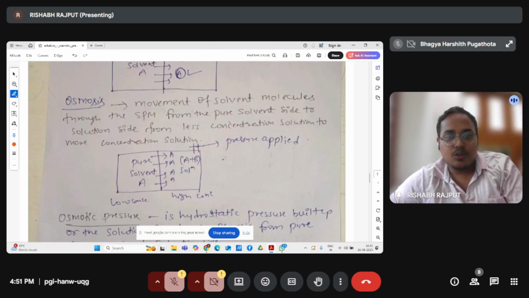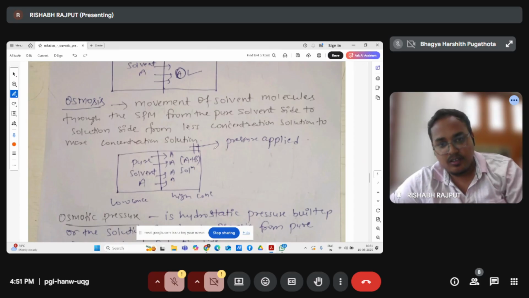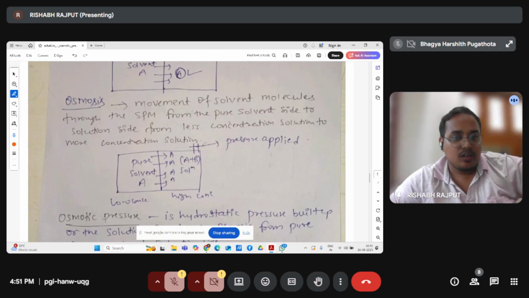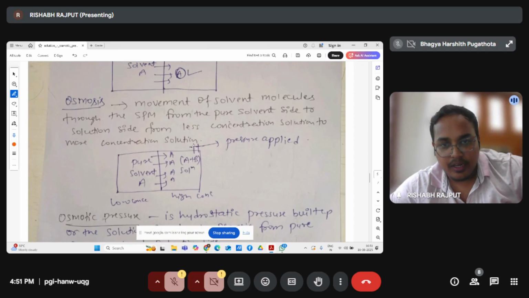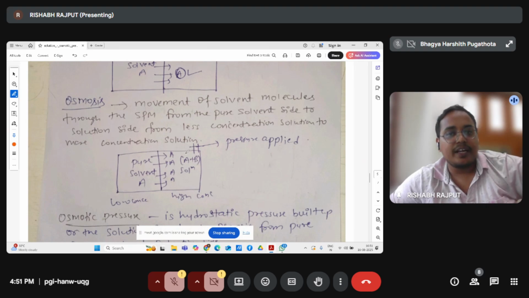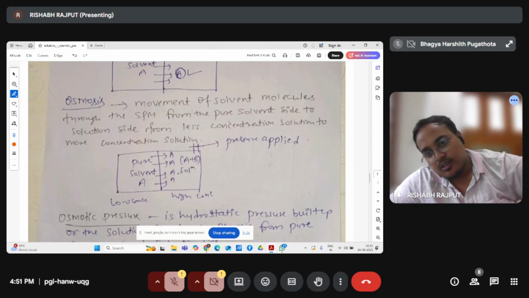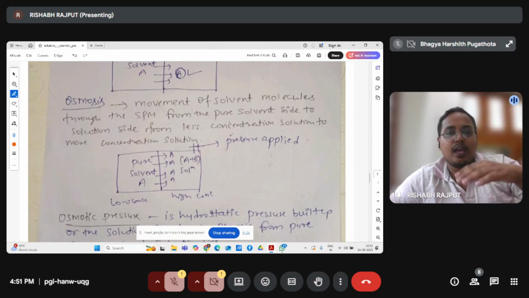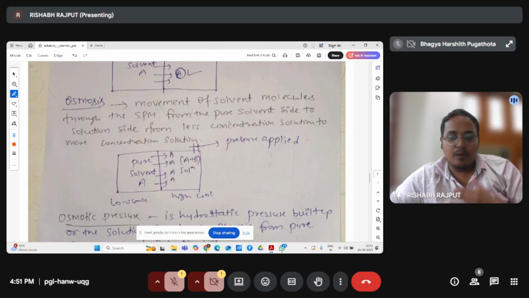If I apply pressure on the right side, the solution side, in a perpendicular direction, just see here in a corner of the solution. If I apply the pressure here on the solution side, what happens? The pressure of the fluid flowing from pure solvent to solution will decrease as I increase the applied pressure.